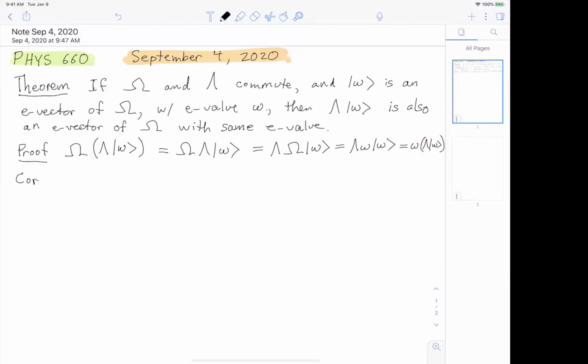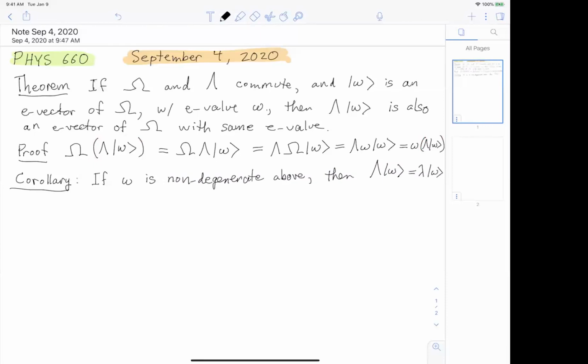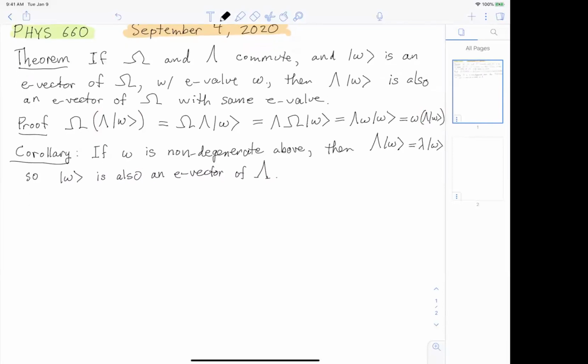So as a corollary of this, if omega, the number, the eigenvalue, is non-degenerate, meaning it's the only one of that value in this theorem, then it must be true that lambda acting on omega is equal to lambda, a number, acting on omega. The reason that has to be true is because omega is supposed to be unique. It's non-degenerate. It's the only one. And so little omega is also an eigenvector of the operator capital lambda. So we get 2 for 1. We get not only that it's an eigenvector of omega, it's also an eigenvector of lambda if they commute.